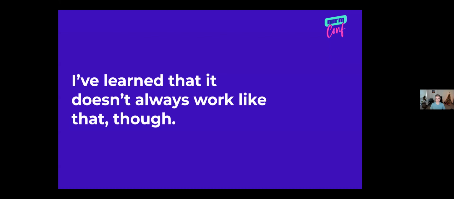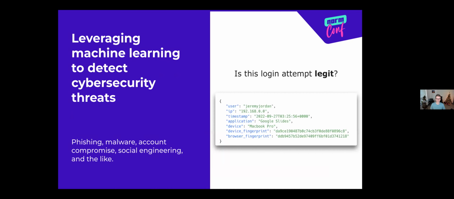However, I've learned that it doesn't always work this way. Specifically, I've been working in the field of cybersecurity for the past 5 or so years as a machine learning engineer. For some context, in cybersecurity I've mainly been focused on threat detection tasks. This is things like detecting phishing URLs or malware attachments in emails, and trying to identify when bad actors might be trying to log into your accounts.